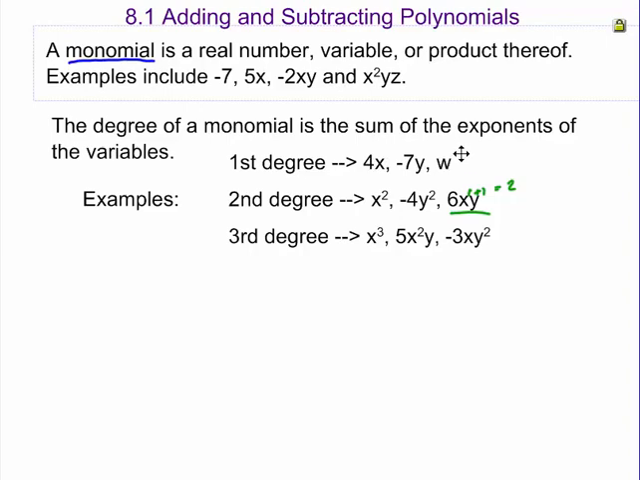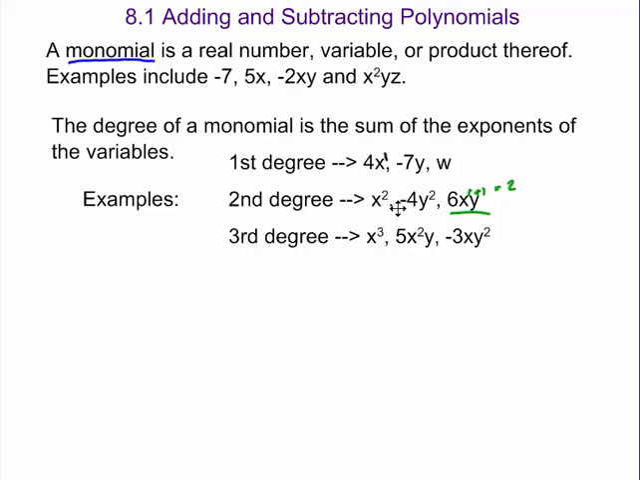Okay, to the first degree. Here's some examples. What it means to be to the first degree is the sum of the exponents of the variables. So right here, 4x, the only variable is x, and it's to the first degree. You know, we never write that 1, so this is a first degree monomial. This is a first degree monomial. Again, the only variable we have is y. It's to the first degree. It's a first degree monomial. W, first degree monomial. Okay, what about second degree? What do they look like?